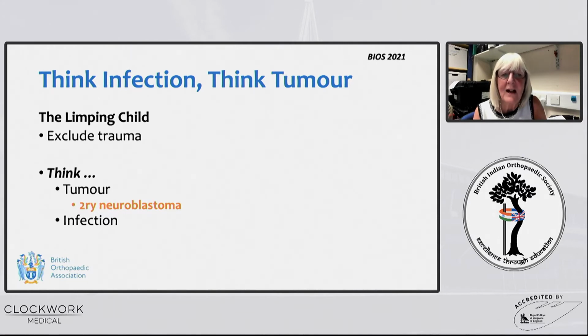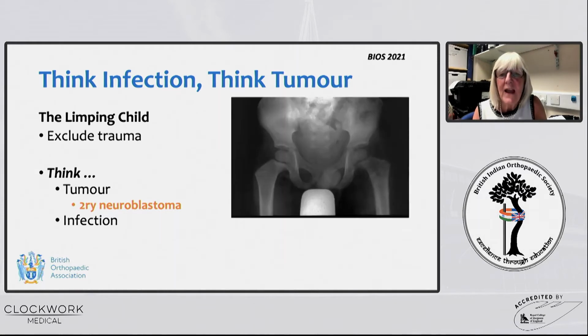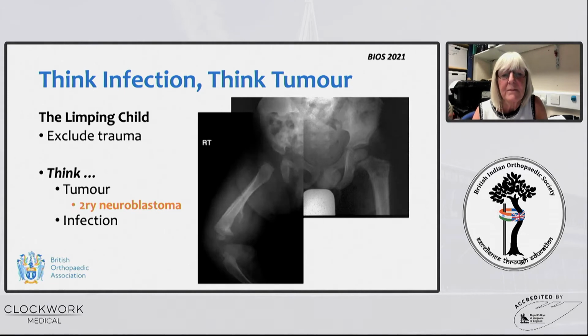And in the limping child, although we've been thinking infection, please always exclude trauma. And once you've excluded trauma, you should always think tumor. This child was running around happily when I was asked to see them with their, quote, rampant, unquote, osteomyelitis. By examining the abdomen, we found the mass, which was the primary neuroblastoma, and the secondary deposit in the femoral neck was a tumor, of course. So think tumor, think infection.